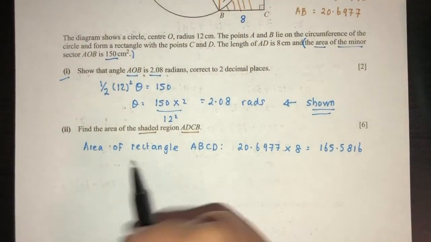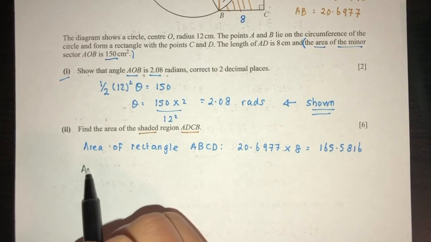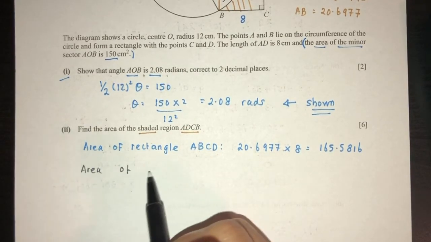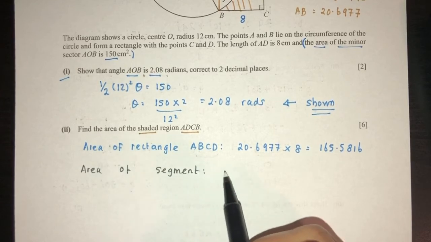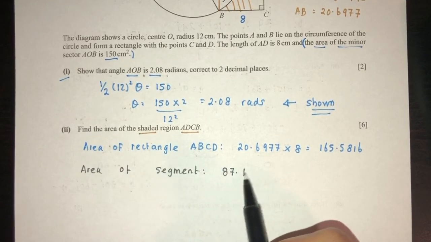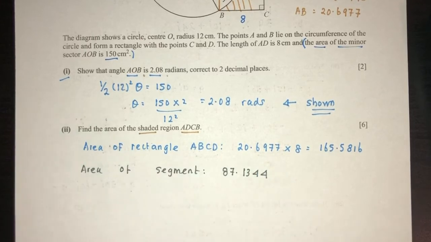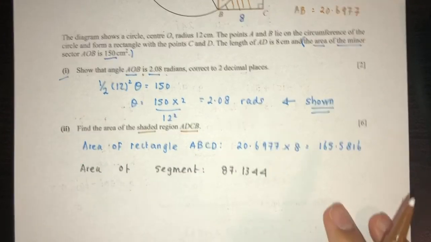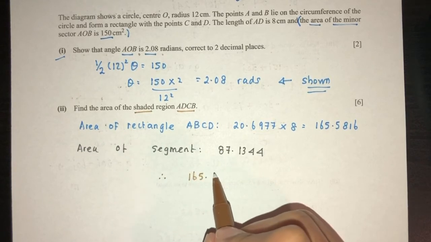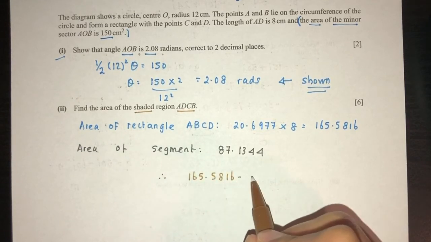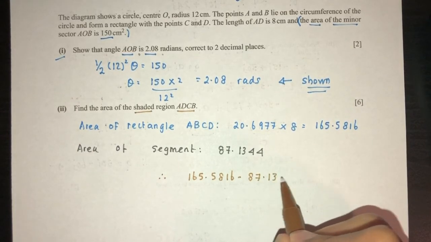Okay, let's go back. So basically the area of the segment that we don't need is 87.1344. So from this we can derive that the area of the region will be 165.5816 minus 87.1344.